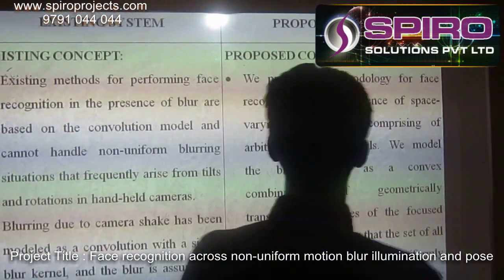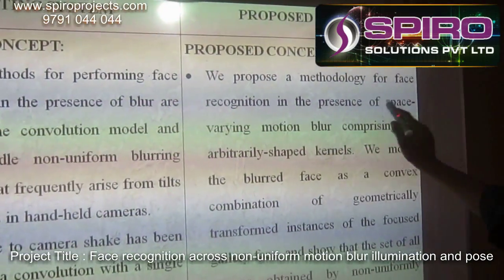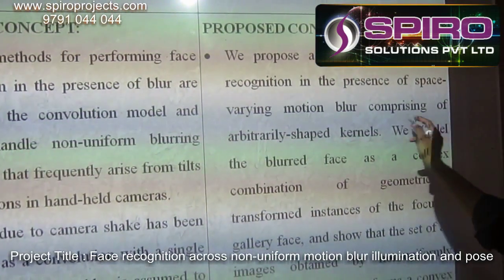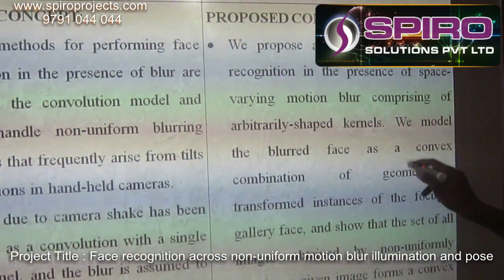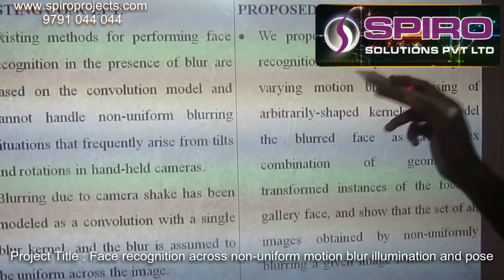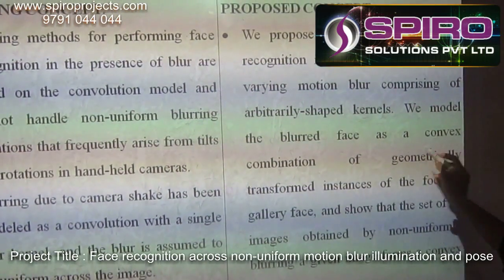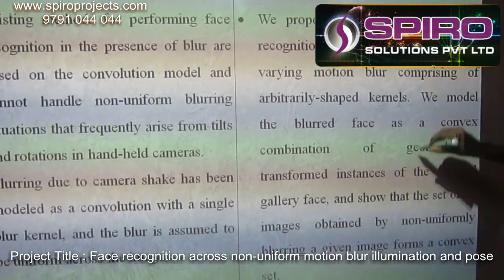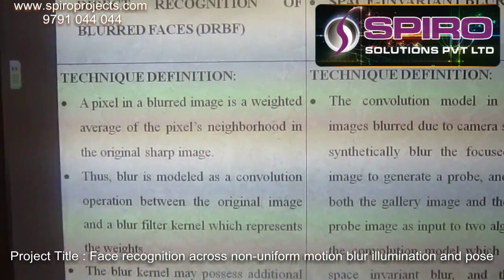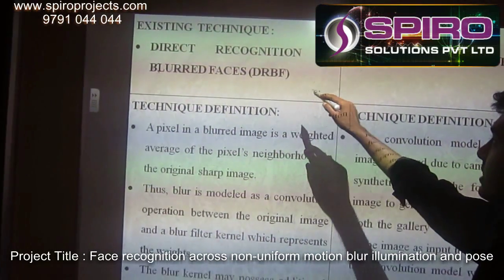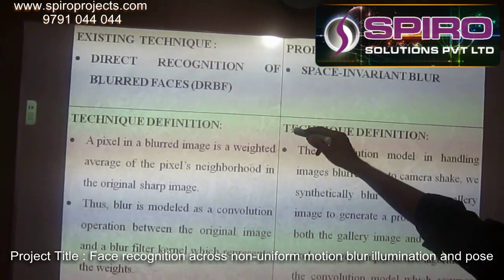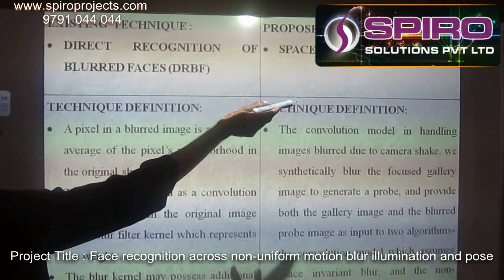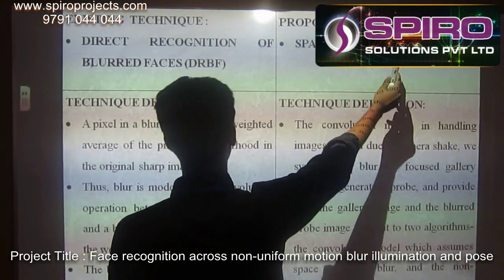In the proposed concept, we propose a methodology for face recognition in the presence of space varying motion. This is the concept we are using here, space varying motion blur composed of arbitrary shaped kernels. This is the advanced kernel compared to the existing concept, and this is what I explained here. And here we are differentiating the existing technique and the proposed technique. In the existing technique, we are using the direct recognition of blurred faces, DRBF, and in the proposed algorithm, we are using space invariant blur.